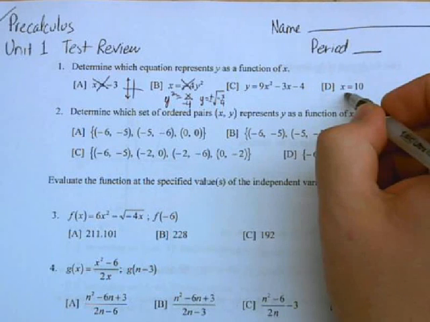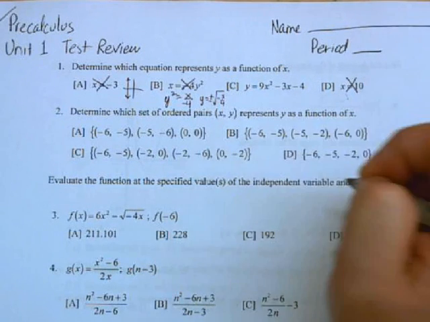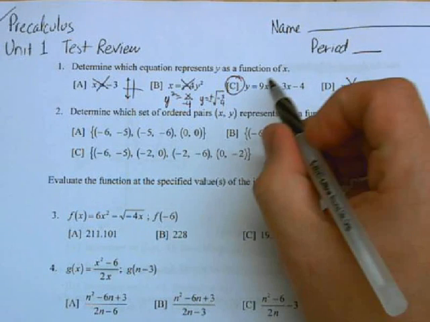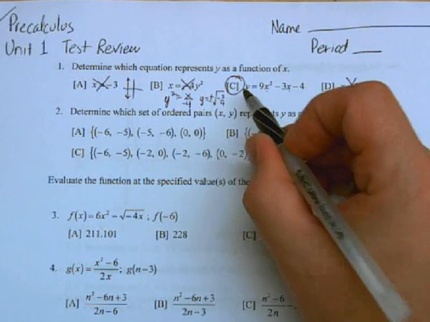Looking at D, it's going to be a vertical line just like A was. That's not a function, which leaves us to the answer of C. Now, no matter what value I pick for x, I'm only going to get one y value.